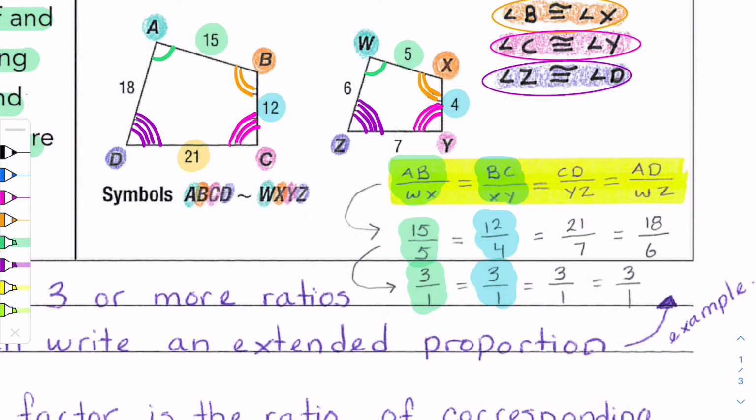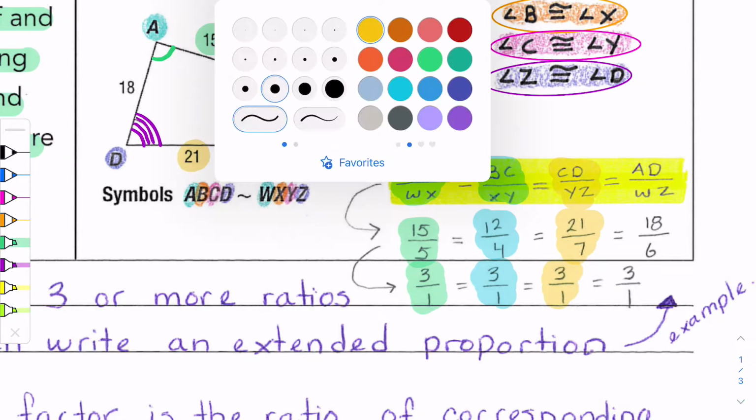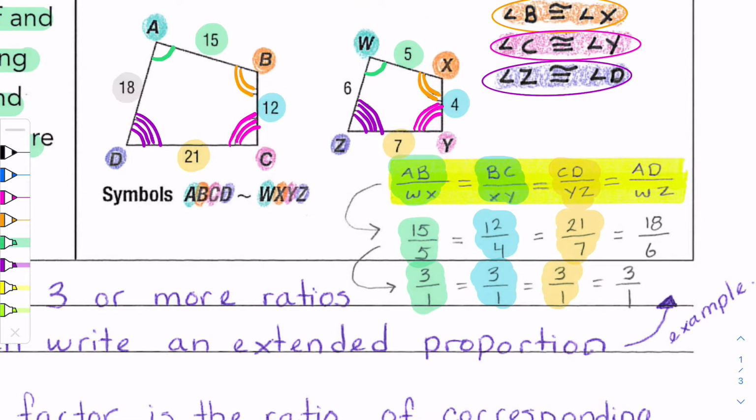Length of CD is 21. Length of YZ is 7. 21 over 7 simplifies to 3 over 1. And lastly, AD is 18, WZ is 6. 18 over 6 simplifies to 3 over 1. So right here you can see that all of the simplified proportions are equal to the same ratio, which is exactly what you want.